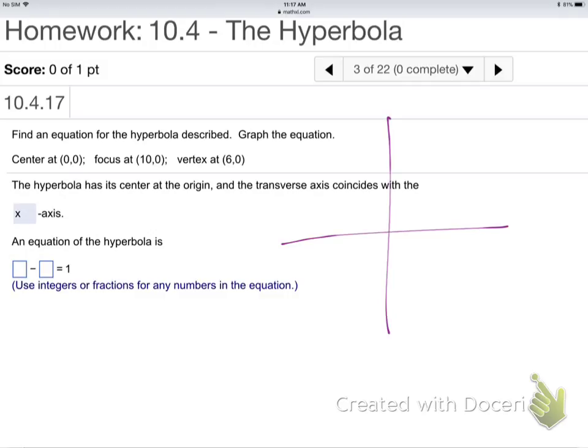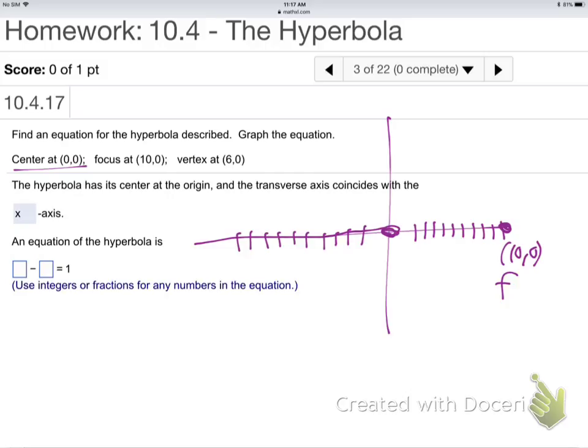So the center is 0, 0. The focus is 10, 0. So let's put that on there. 1, 2, 3, 4, 5, 6, 7, 8, 9, 10. Boom, right there. There's the focus. And if one of the focus points is at 10, 0, guess where the other one is? Negative 10. There's the other focus point at negative 10, 0.